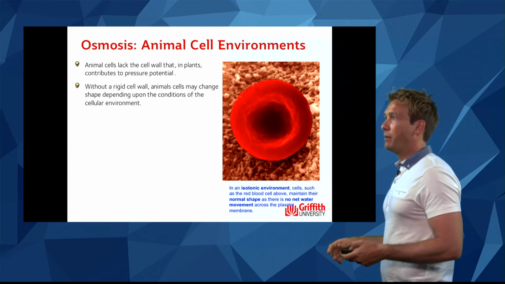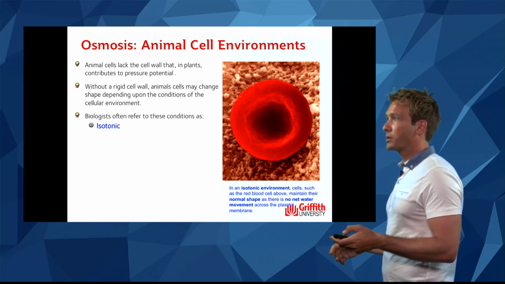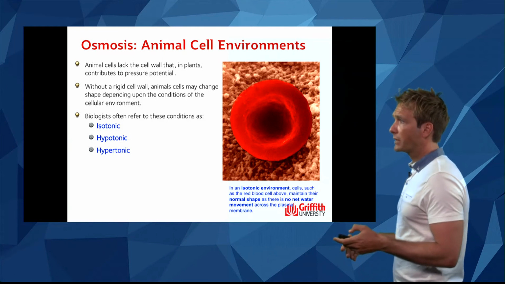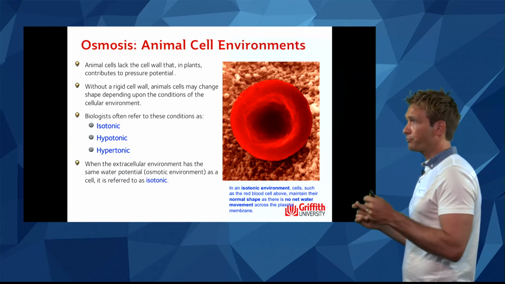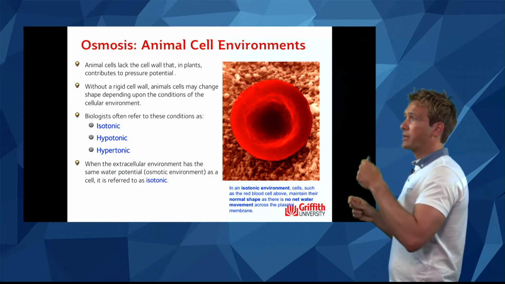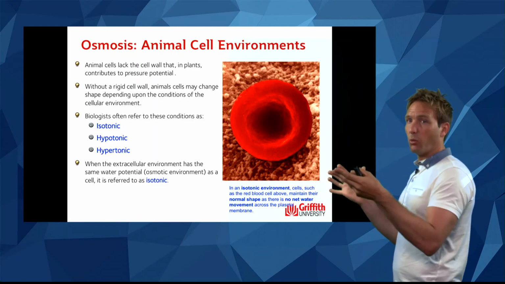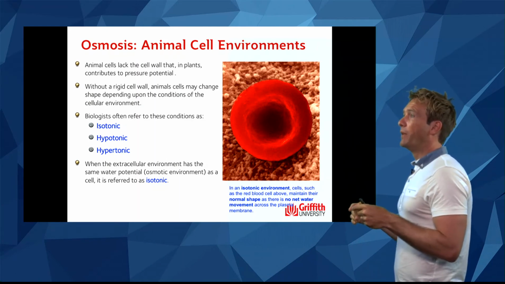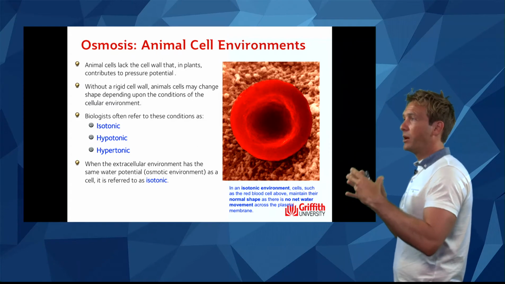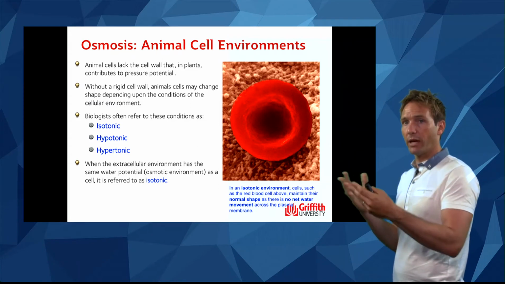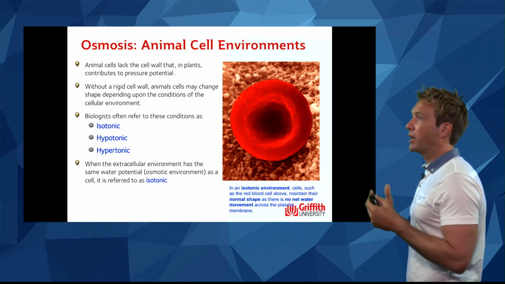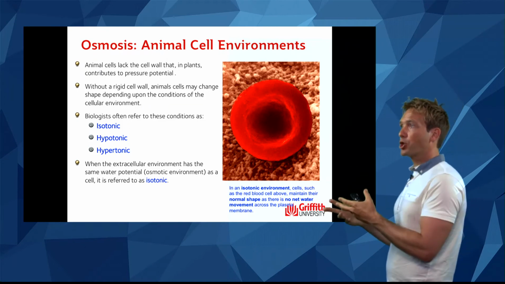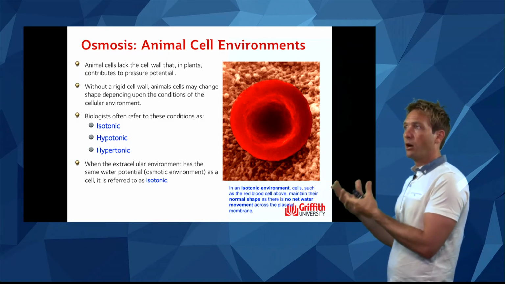And this is a bit more of a descriptor of that process. So there are three options. Animal cell environments. Animal cells lack those cell walls that plants have. And as a consequence, they're really affected by the surrounding environment and the solution that they're in. Without a rigid cell wall, animal cells may change shape depending on the conditions of the cellular environment.